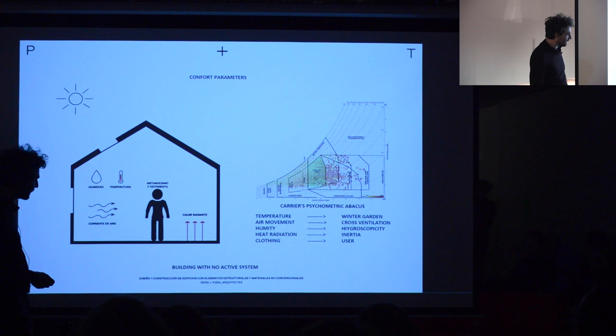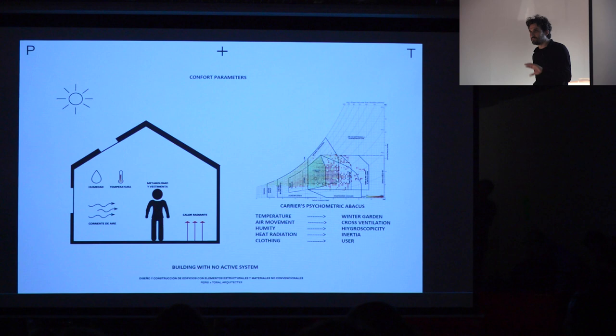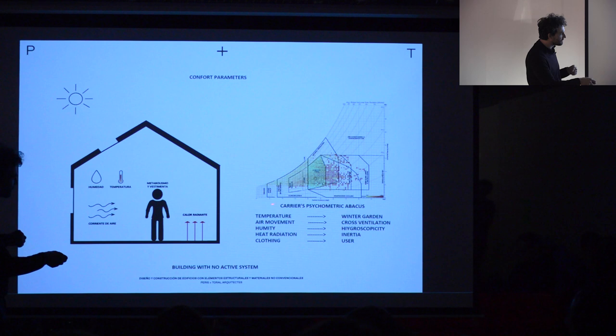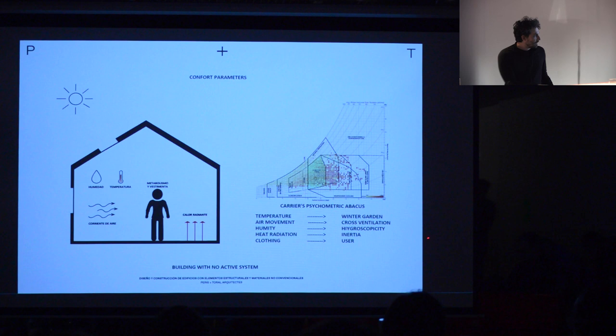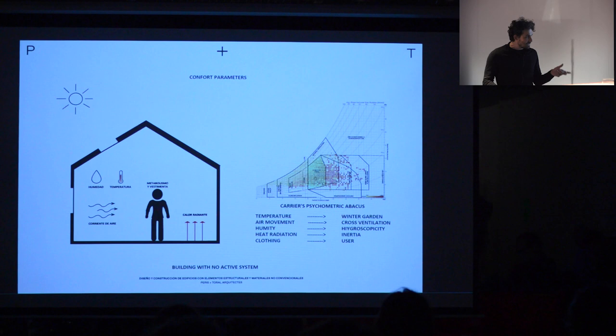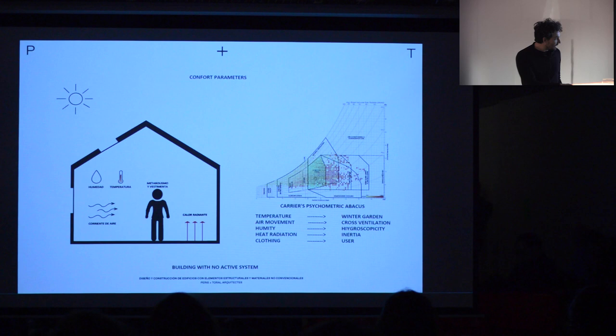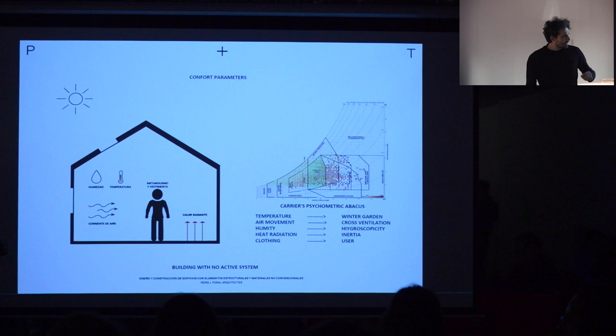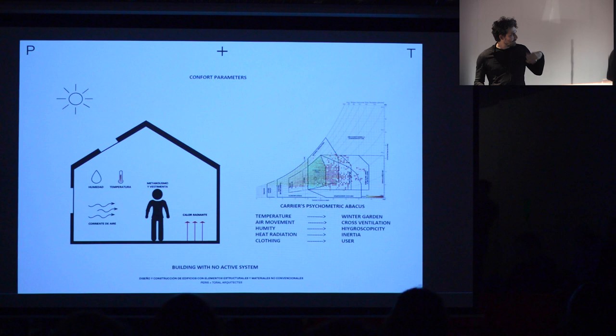So for each one of these parameters, we try to think of which are the architectural elements that allow us to move them. Thinking about temperature, we can talk about the winter gardens, the atriums, the air movements. We can think of cross ventilation, the solar chimneys. To talk about the humidity, we have to think of the hygroscopicity of the materials that have the ability to regulate the humidity of the air. And about radiation, we have to think of the density and the conductivity of materials that give us some inertia. And finally, for the metabolism, we have to think of the clothing the user is wearing.